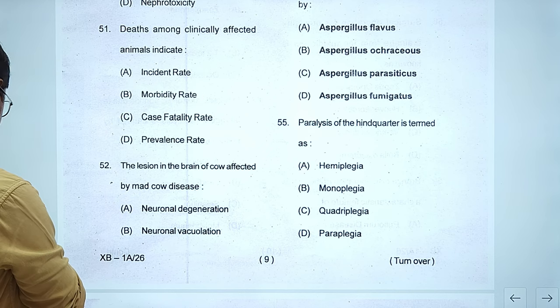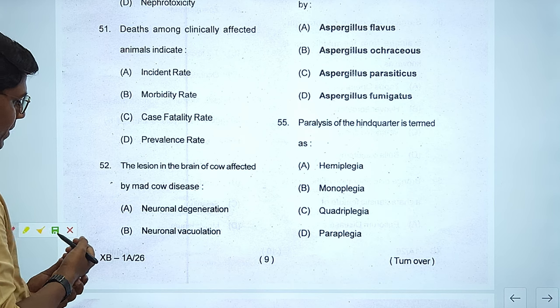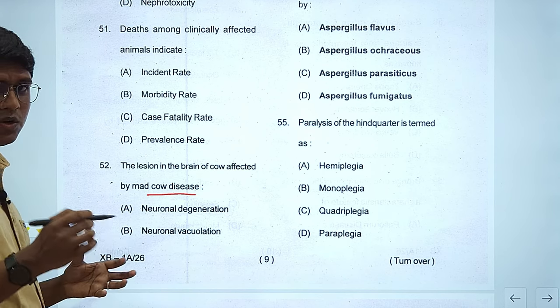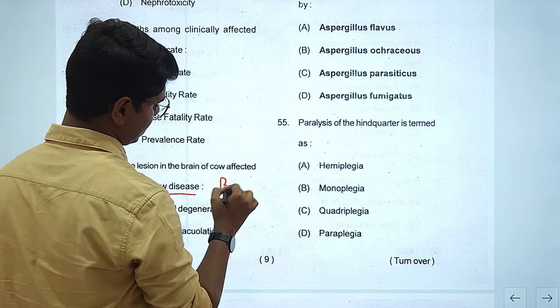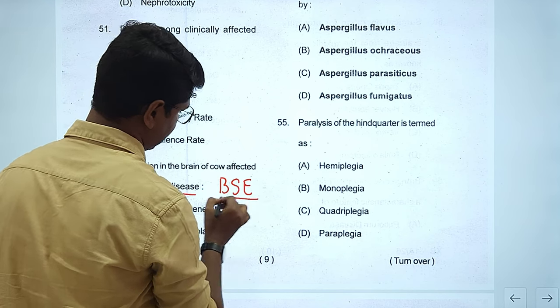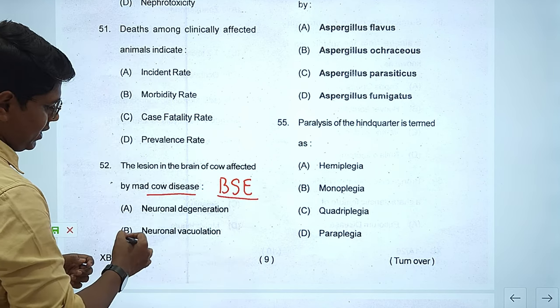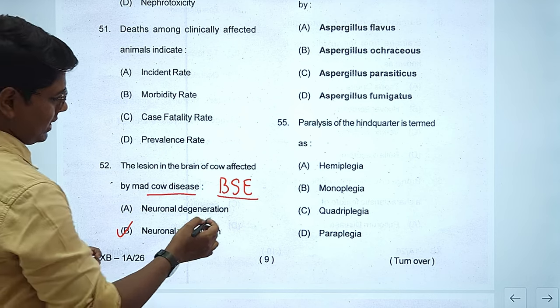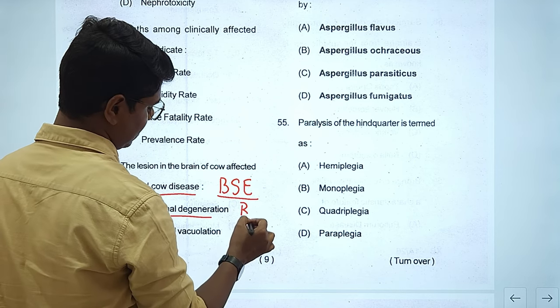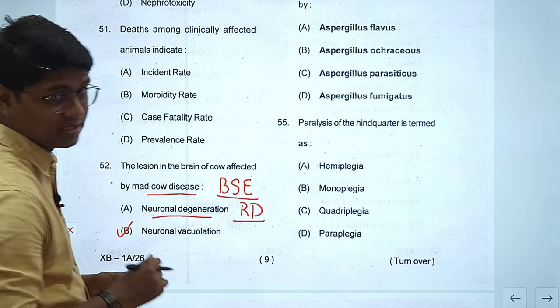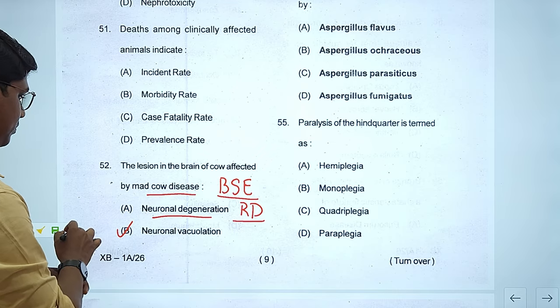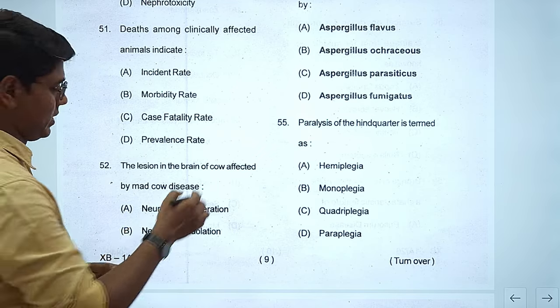Next, the lesion in the brain of a cow affected with mad cow disease. Mad cow disease is the other name of bovine spongiform encephalopathy. It is a very characteristic question. You will find neuronal vacuolation. Neuronal degeneration you may find in case of RD, that is Ranikhet disease, also in avian influenza.